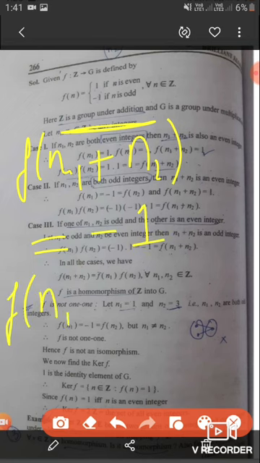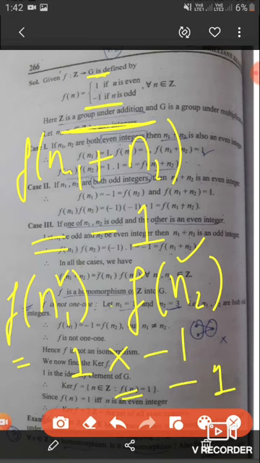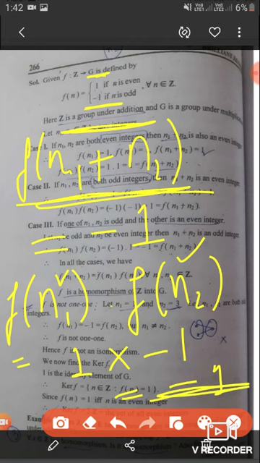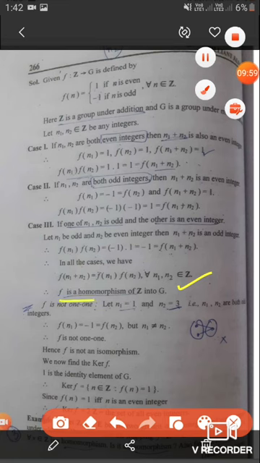Let us find now what is f of n1 into f of n2. What we have taken n1 as an even integer, so the function's value will be 1, and n2 we have taken as an odd integer, so the function's value will be -1. The answer is -1. So again in this case also the condition to be a homomorphism is satisfied. So we have proved this.